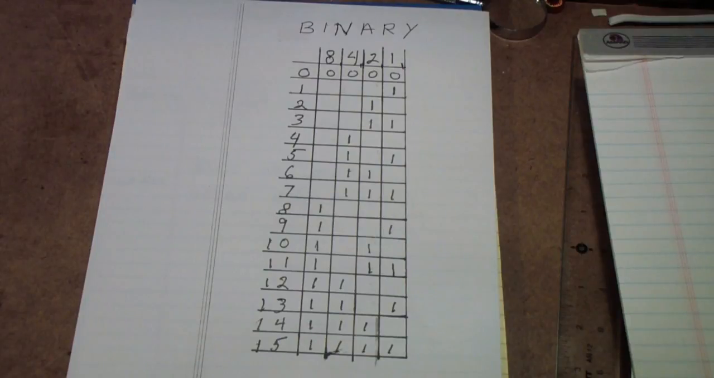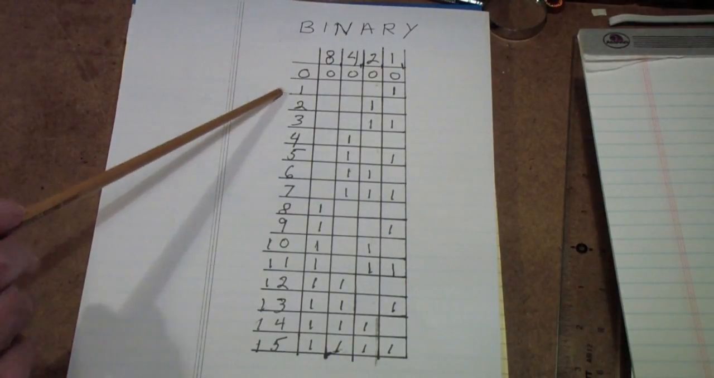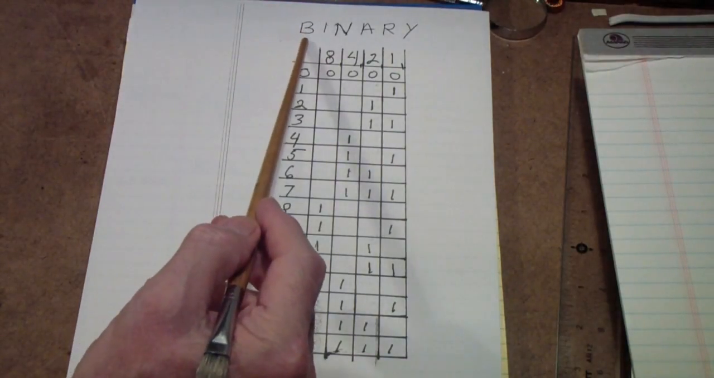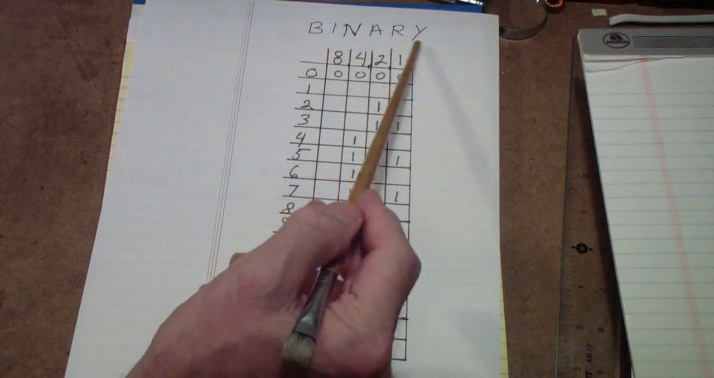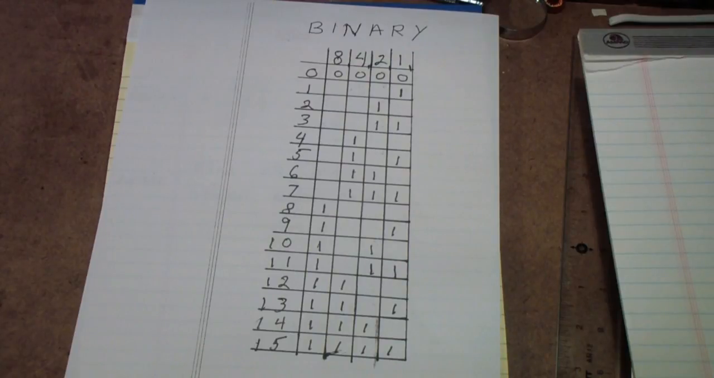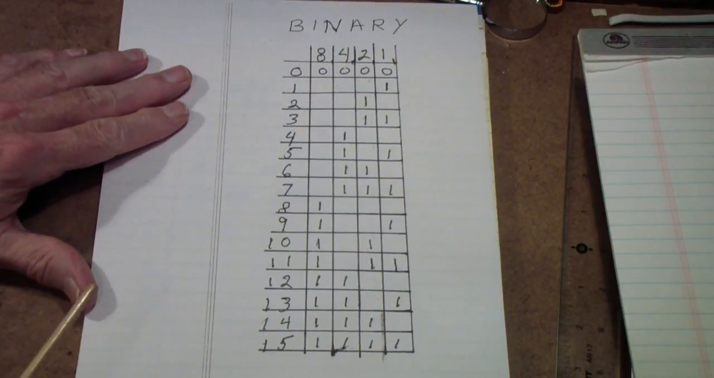Now you may wonder why we call this decimal and this binary. Why isn't this decinary, or why isn't this binomal? Well, life is like that. It's just the way it is.